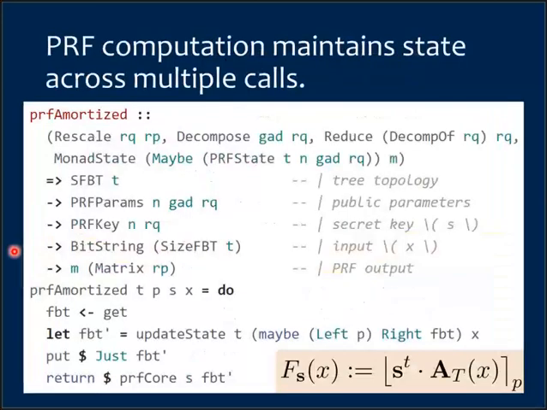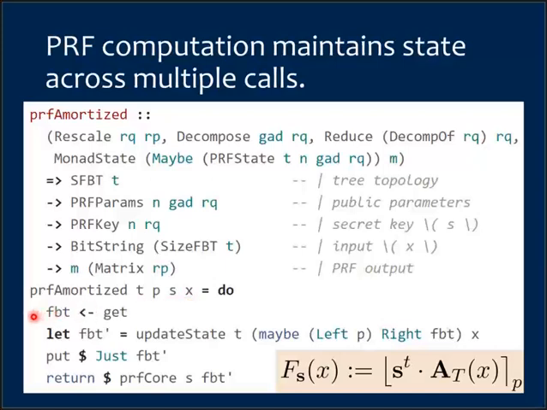Now let's see how our PRF maintains state across multiple calls. So here we have the Haskell code for that. As a reminder, here are the 4 input parameters. So we have T is the tree topology, P are public parameters, S is the secret key, and X is the input to the PRF.